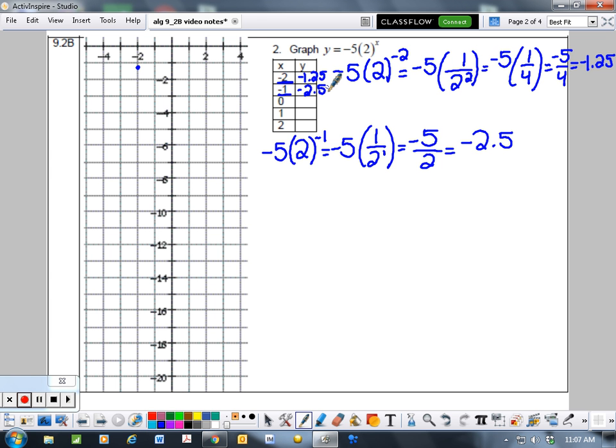So now when I'm looking at this, this is negative 1, negative 2.5. And so now I'm going to plug in 0. And if we looked at our shortcut earlier, we kind of know where this should go, but let's check it out. So negative 5 times 2 to the 0 power. Well, anything to the 0 power is 1, so this is negative 5 times 1, which is negative 5. So again, making sense that this number is our y-intercept.